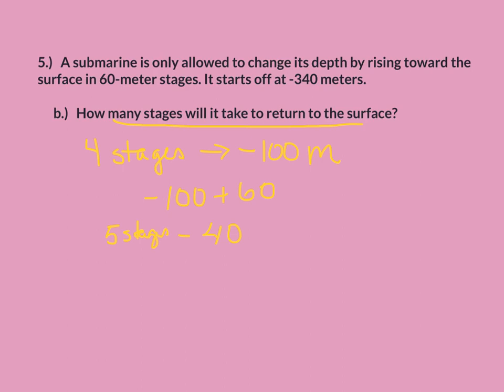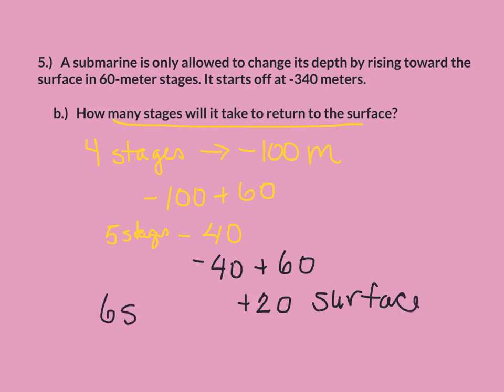But we're still not at the surface. So that means I would have to do negative 40 plus 60 more. Signs are still different, but this time it's 60 minus 40 is 20, and that would be positive. So I've now reached the surface. Even though I'm above the surface, it doesn't matter. I have to count that entire stage. So that means it would take 6 stages. There you go.